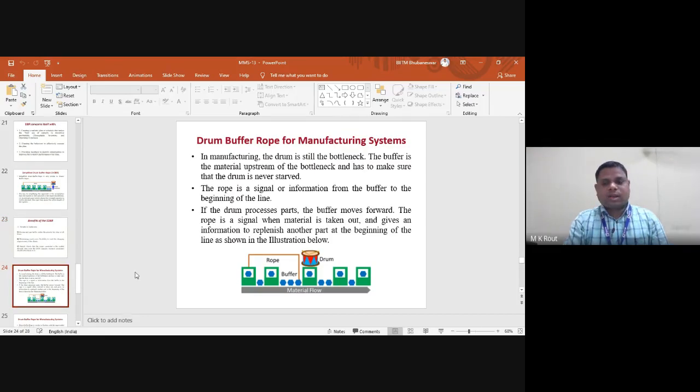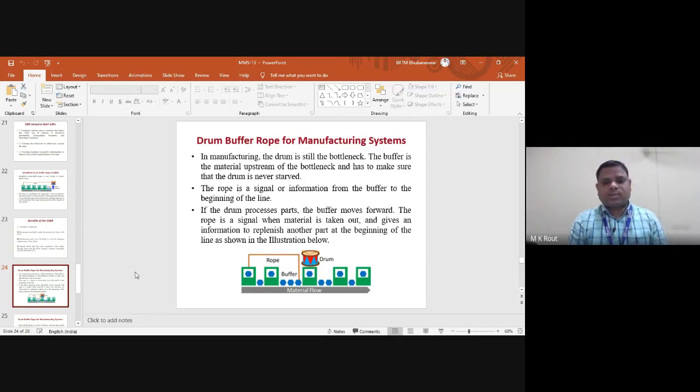The next one is drum buffer rope for manufacturing. In the case of drum buffer rope, there is still the bottleneck. As you know, every process should pass through the bottleneck, where they can easily be converted into more sellable goods in the form of throughput. The buffer is the material upstream of the bottleneck and has to make sure the drum is never stopped. The rope is a signal carrying information from the buffer to the beginning of the line.